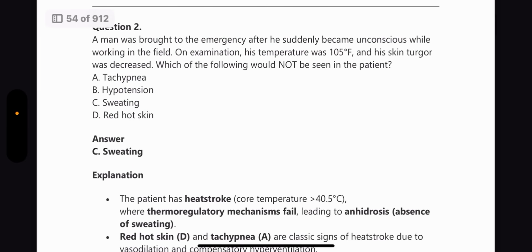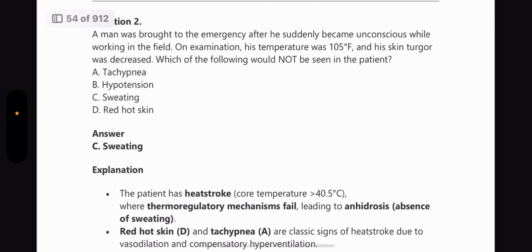Next, a man was brought to the emergency after he had suddenly become unconscious while working in the field. On examination, his temperature was 105 degrees Fahrenheit and his skin color was decreased. Which of the following would not be seen in the patient? Answer is sweating, because here the patient is having heat stroke.